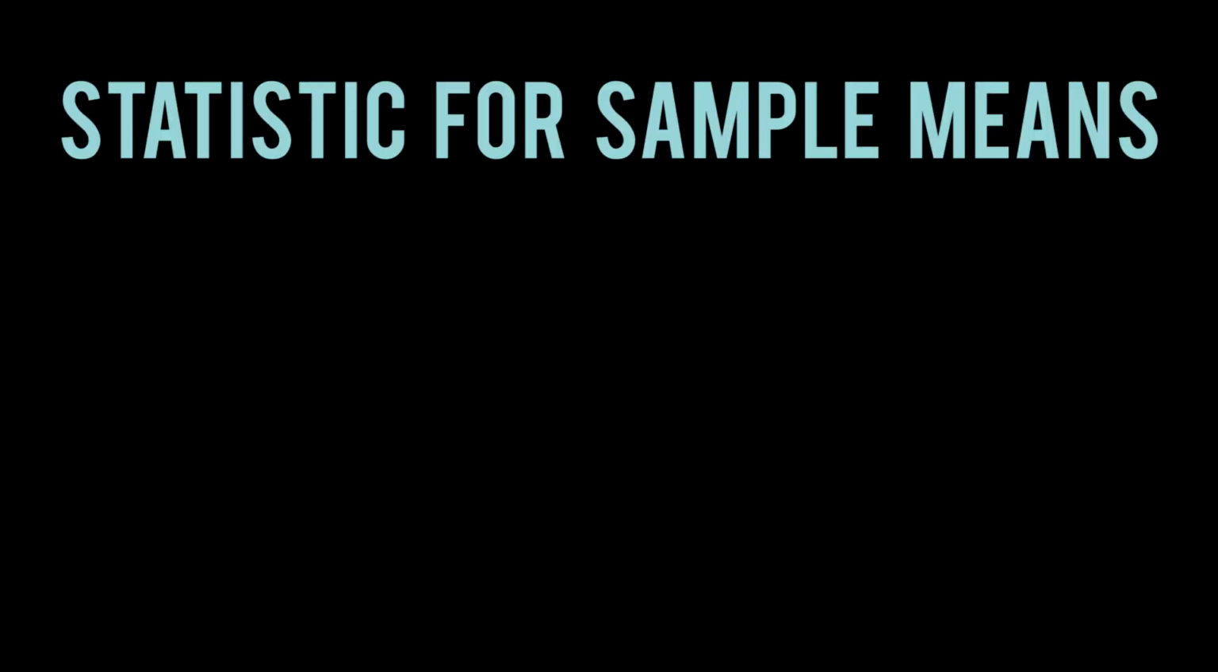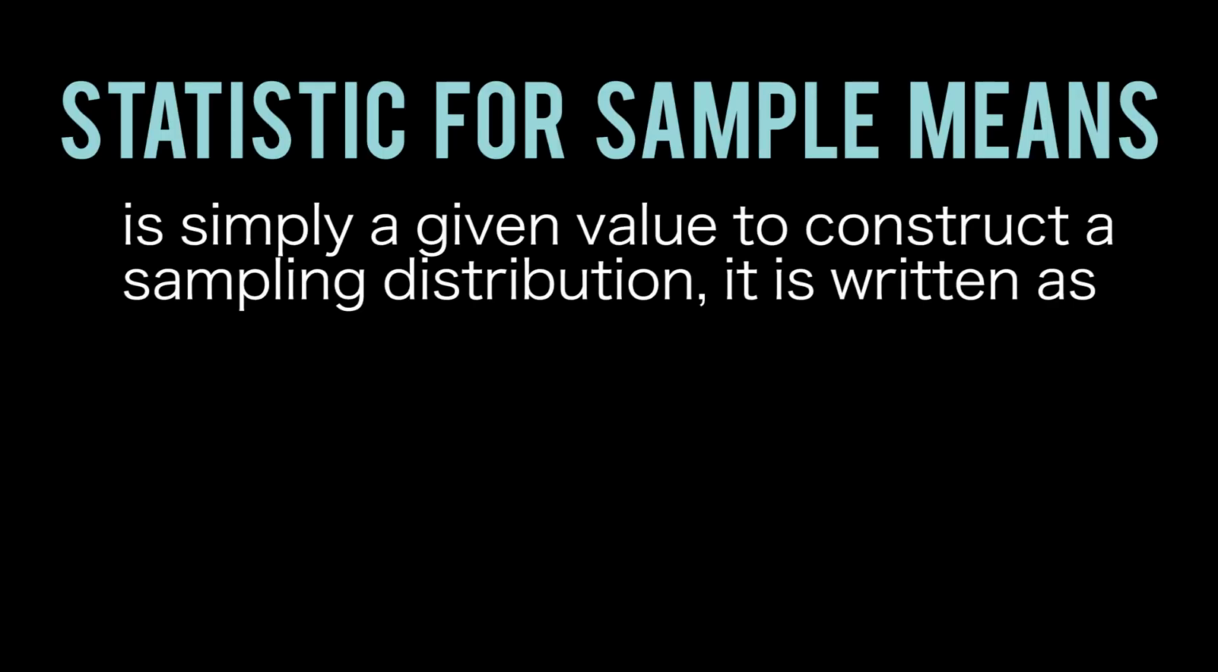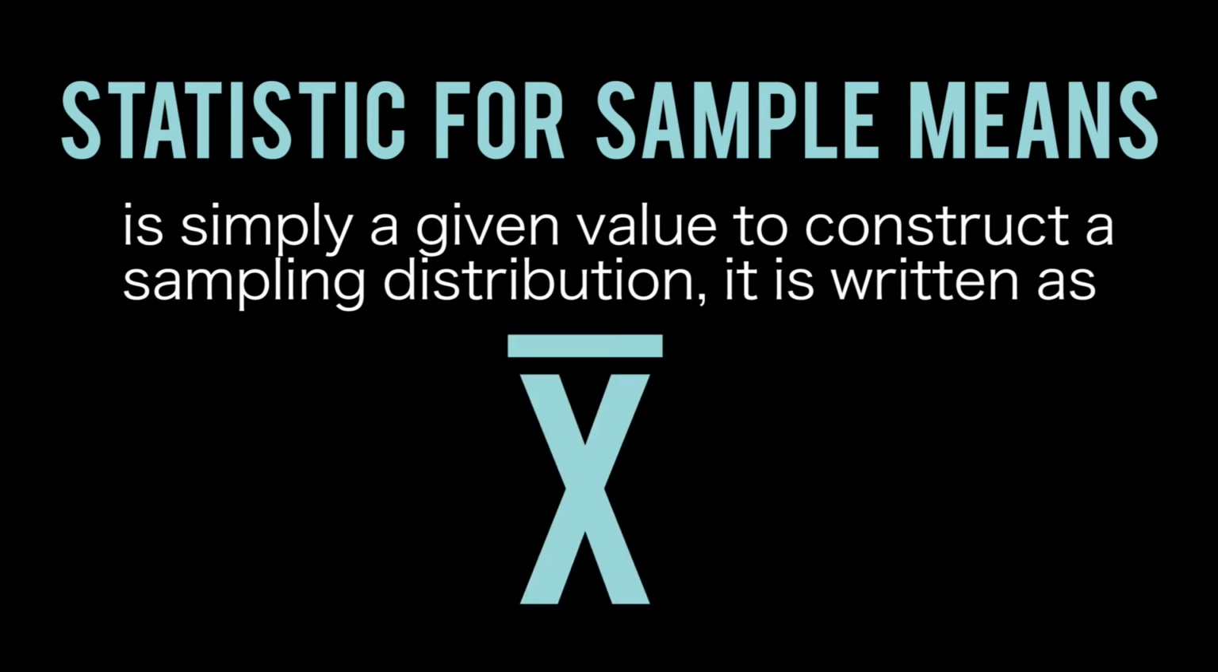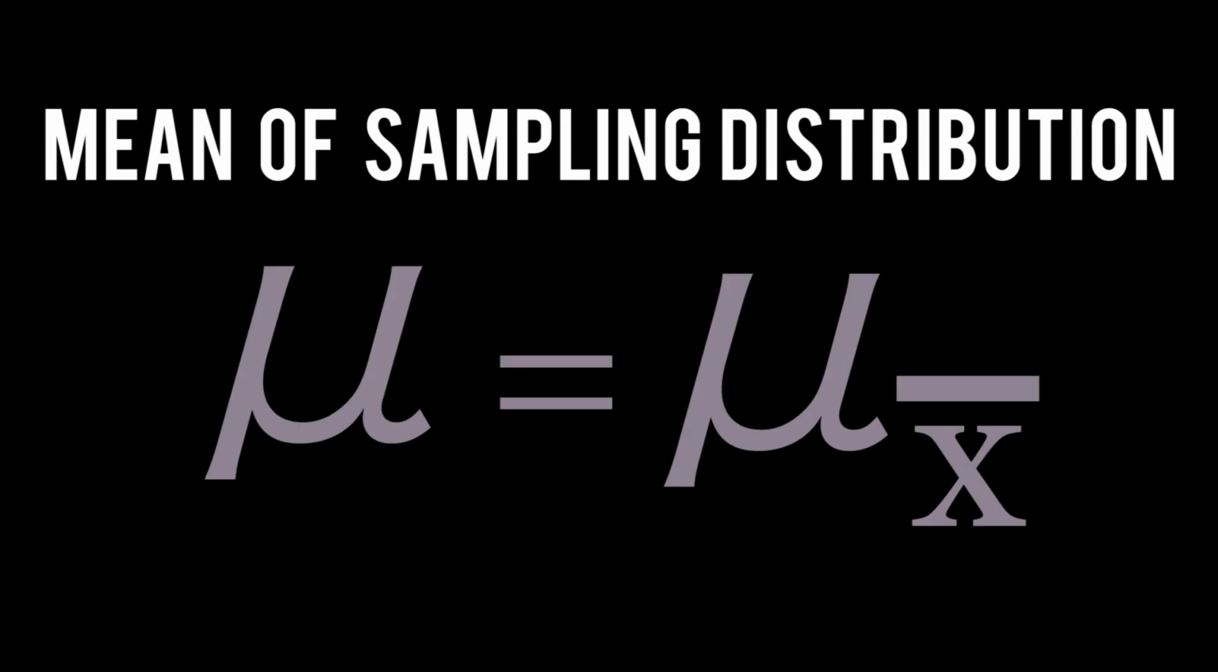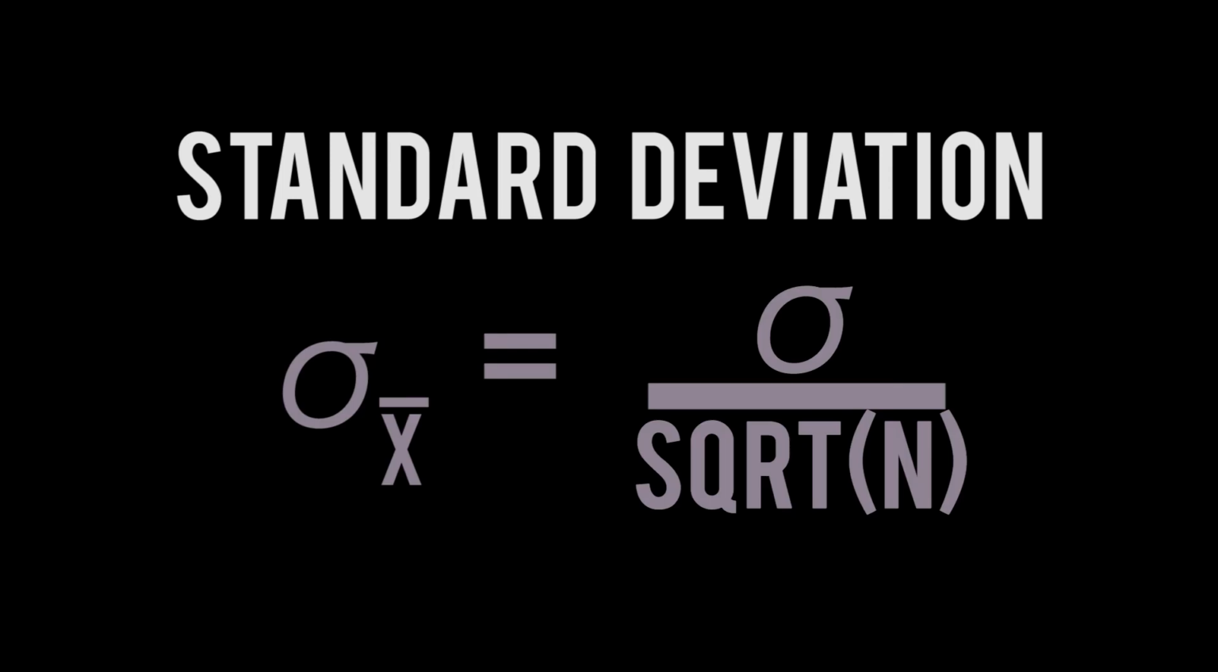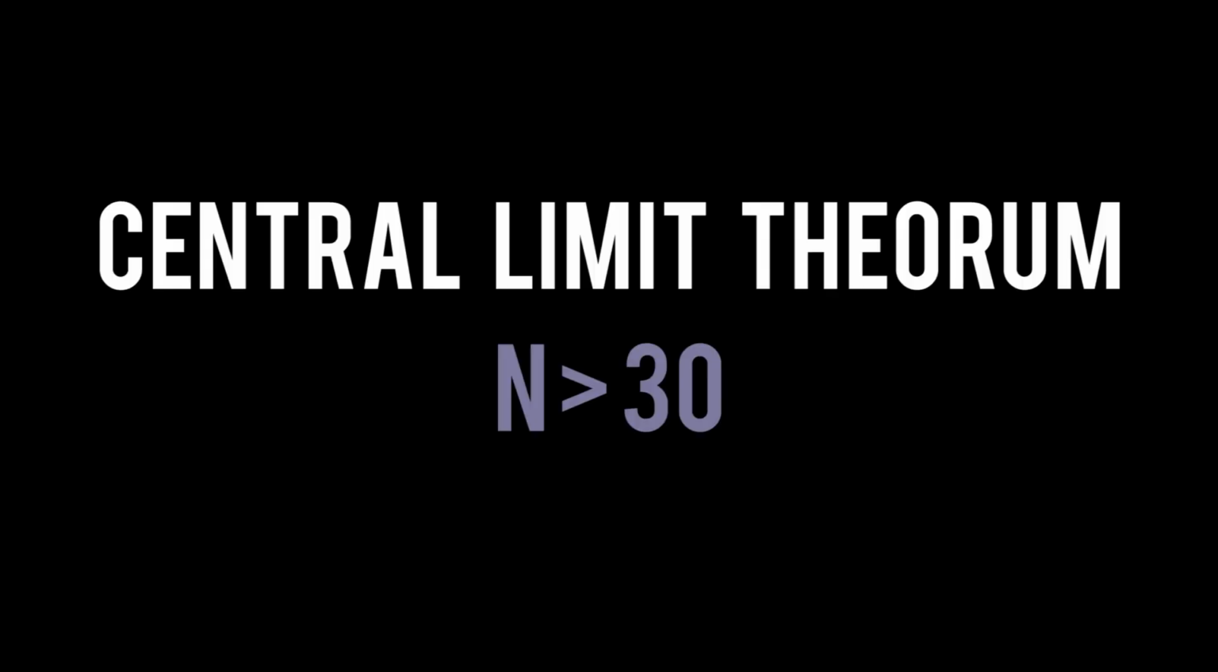The statistic for sample means is simply a given value used to construct a sampling distribution, and it is written as x bar. The mean of the sampling distribution of x bar is the mean of the population, mu sub x bar equals mu, and the standard deviation is the standard deviation of the population divided by the square root of the sample size, sigma sub x bar equals sigma over the square root of n. Make sure to check the 10% condition again, because the large counts condition is now satisfied by the central limit theorem, which requires the sample size to be greater than 30 for the sampling distribution to have a normal shape.